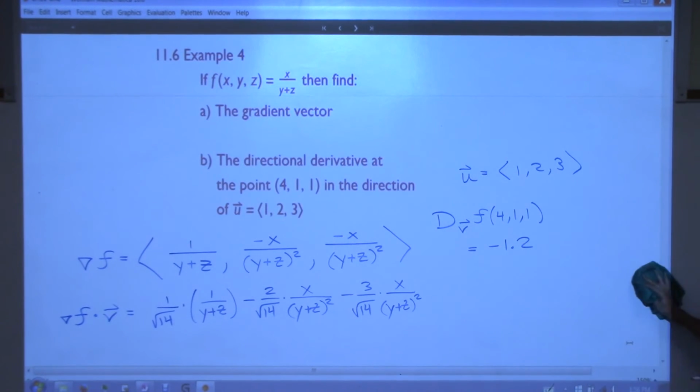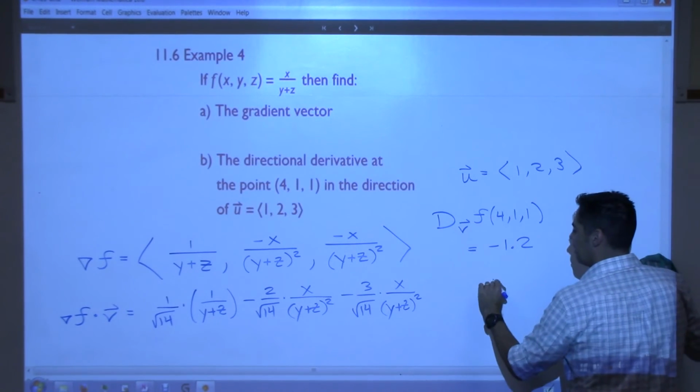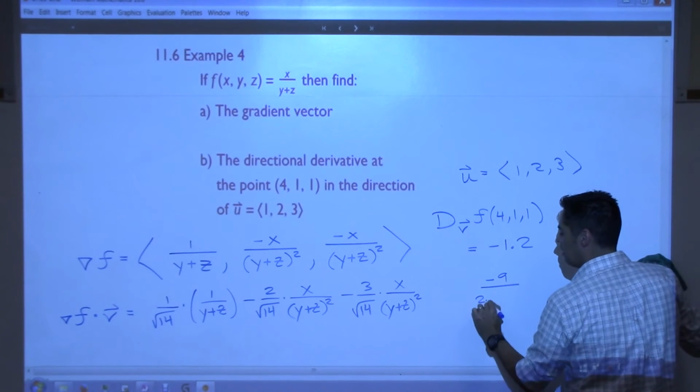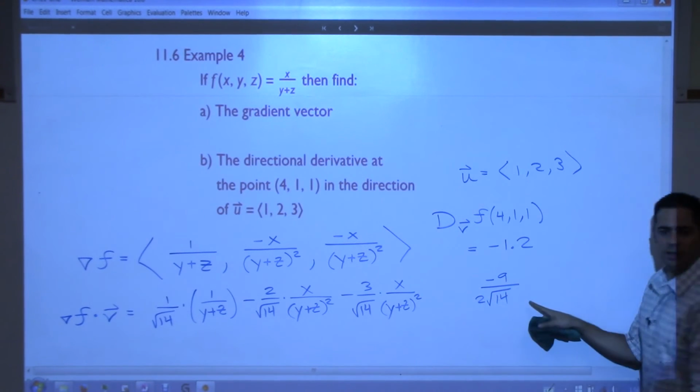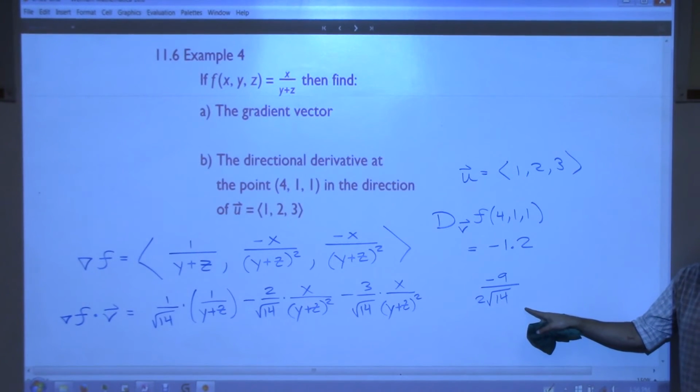Anybody have the exact form, or is it real ugly? Oh, it's negative 9 over 2. It's negative 9 over 2 root 14? Anyone else get that? Yes?